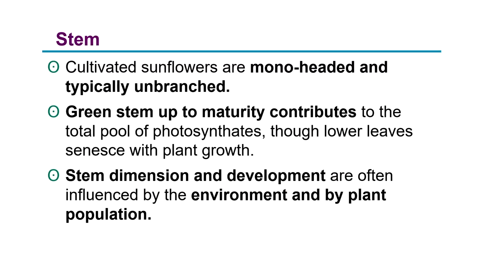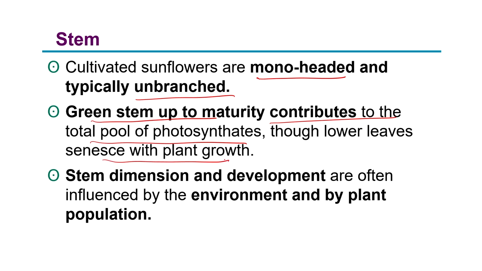Now, see the morphology of the stem. Cultivated sunflowers are monoheaded. Monoheaded means they will produce one head or capitulum and are typically unbranched. In most of the varieties or species you will find a single stem. There is very little branching. The stem is green up to maturity. This is important. The stem of sunflower remains green up to maturity, which contributes to the total pool of photosynthesis, because it also does photosynthesis. Though lower leaves senesce with plant growth, so lower leaves of course dry up.